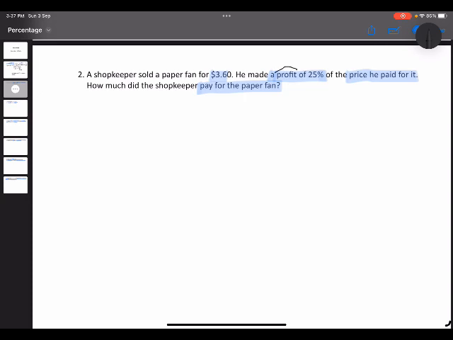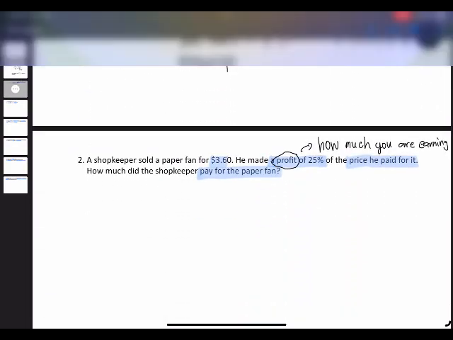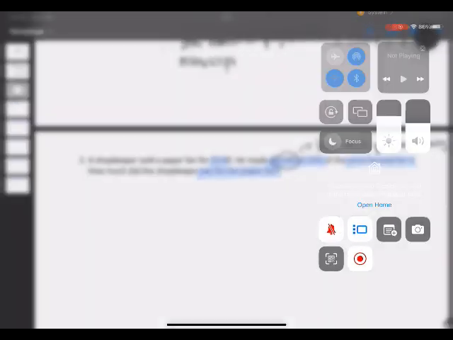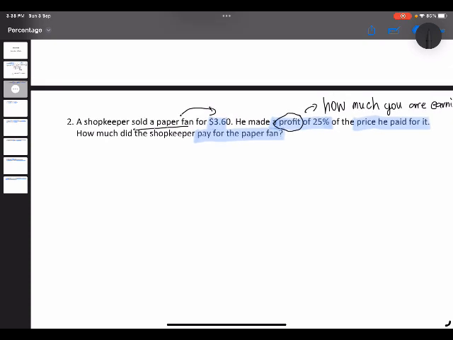So the word profit, you have heard it before. It probably means how much you're earning. So the selling price of a paper fan is $3.60, and he made a profit of the cost price. So the question is asking for the cost price of the paper fan. And what do you think is the percentage for it? If it is 100%, once again you are correct.